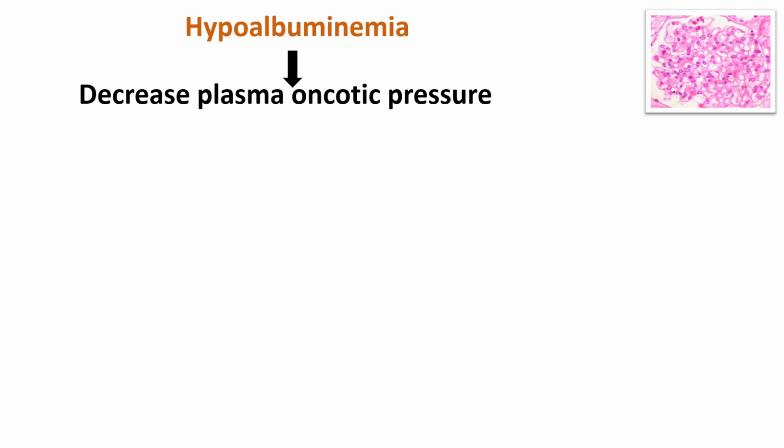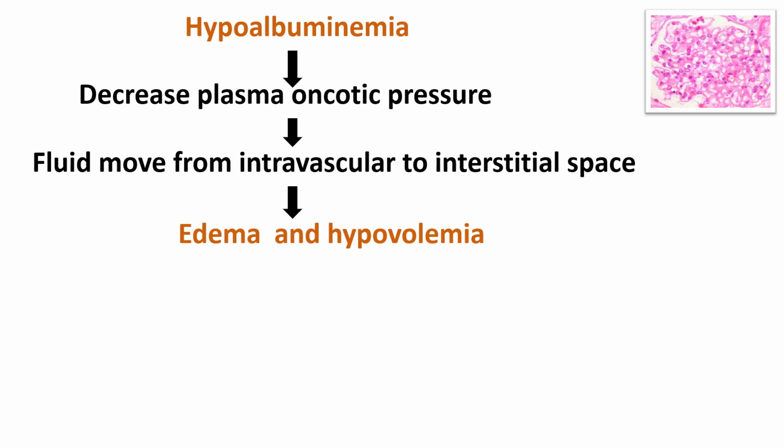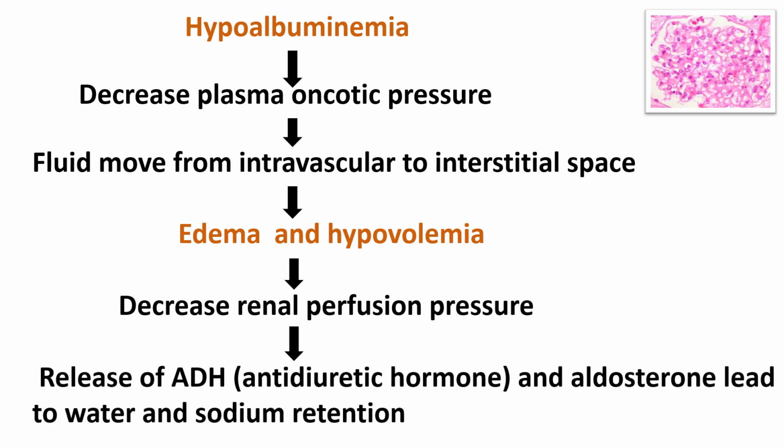Hypoalbuminemia also leads to decreased plasma oncotic pressure, and fluid moves from the intravascular space to the interstitial space. This causes edema and hypovolemia. Due to hypovolemia, renal perfusion pressure is decreased and GFR will be decreased, and it will stimulate ADH and aldosterone secretion, leading to water and sodium retention, which again precipitates the edema. So this is the pathophysiology of nephrotic syndrome.